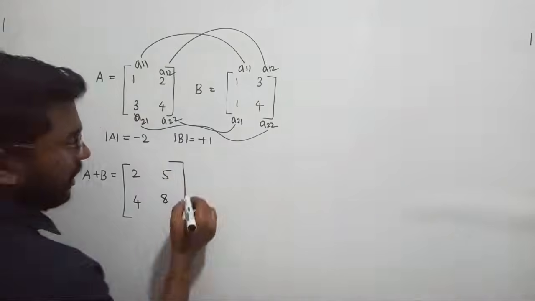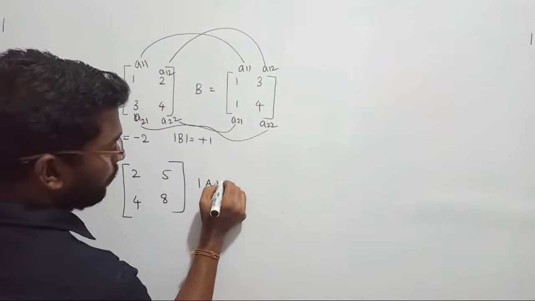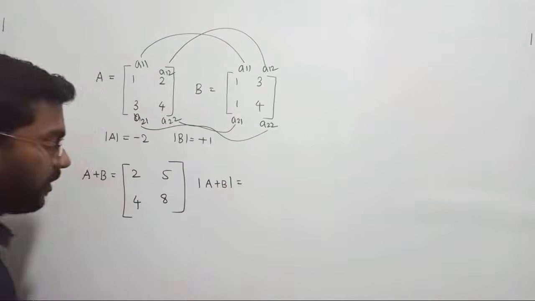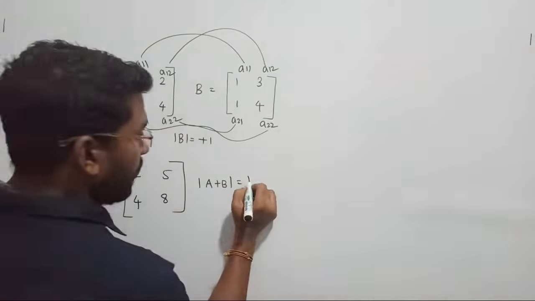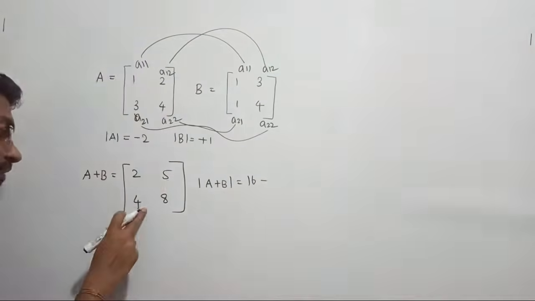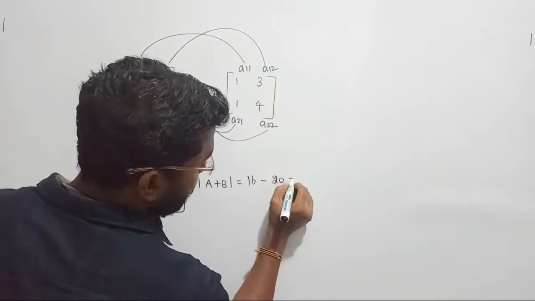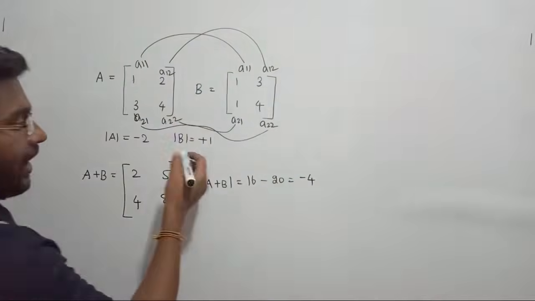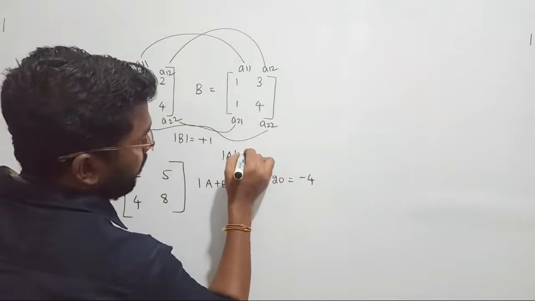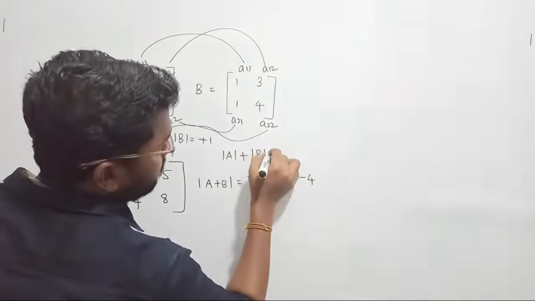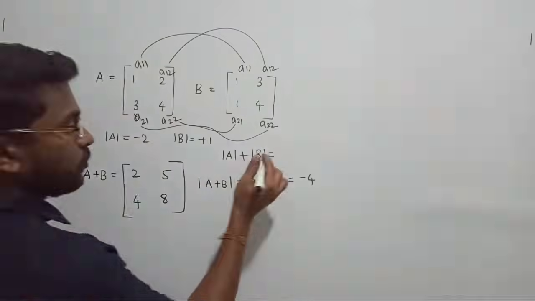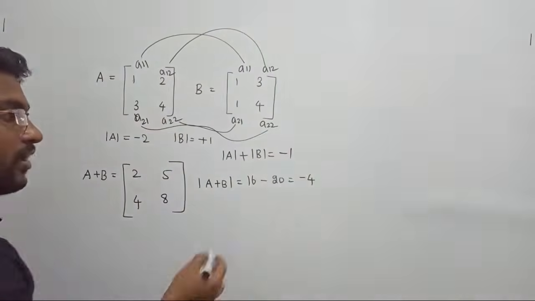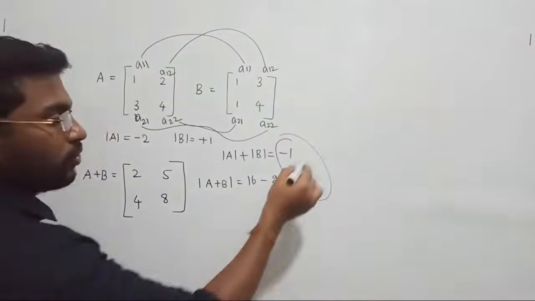Can you please find out the determinant for A plus B? Determinant of A plus B will become 2 into 8, which is 16, minus 5 into 4, which is 20, such that 16 minus 20 will become minus 4. If I add the determinant of matrix A with the determinant of matrix B, what are we getting? Minus 2 plus 1 will give you minus 1. Now tell me whether they are equal or not. No, they are not equal.